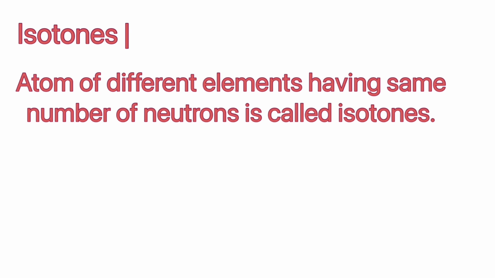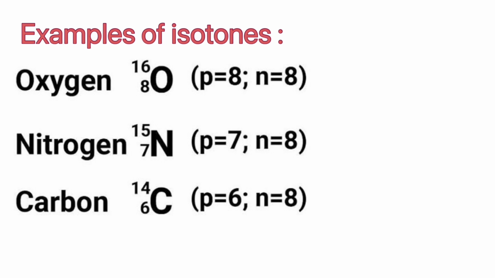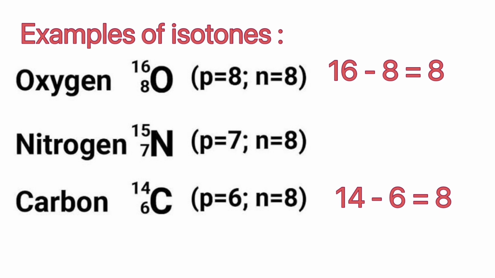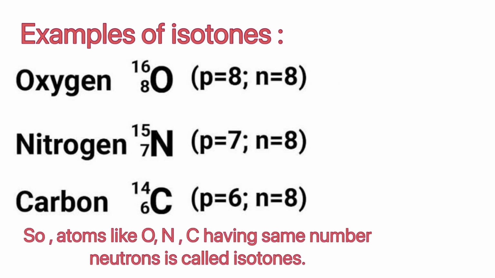Now it's the turn of isotones. Atoms of different elements having the same number of neutrons are called isotones. For example, 6C14 and 8O16. Here, when the atomic number is subtracted from the mass number, the number of neutrons in carbon and oxygen comes the same. So atoms of different elements having the same number of neutrons are called isotones.